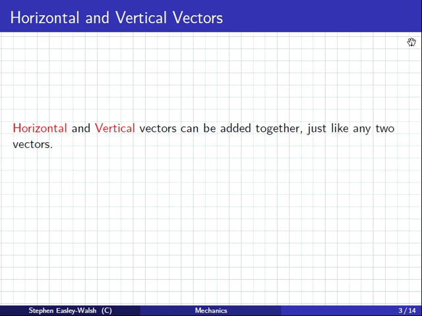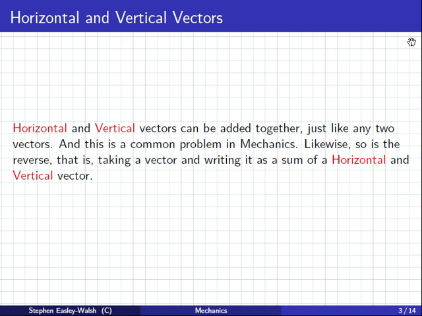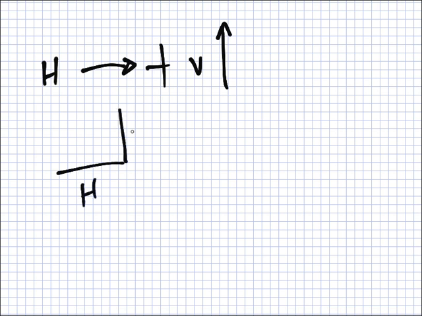Right. So horizontal and vertical vectors can be added just like any two vectors. And this is a common problem in mechanics. But so is the reverse. That is, taking a vector and writing it as the sum of a horizontal and a vertical vector. So what I mean here is you can have a vector h, you can have a vector v, and you can add them together. So that would be h plus v, and there's the result. We did that last time.